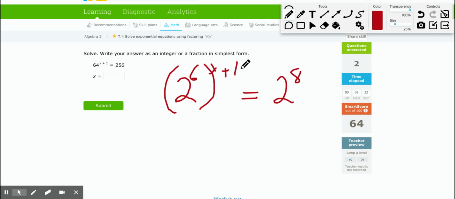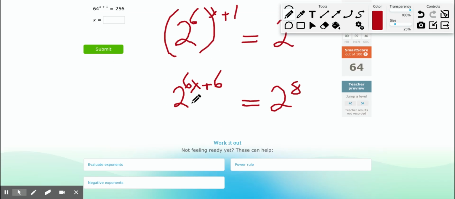And since I have multiple terms out here, that's going to be distribution. So what I'm going to end up with is 2 to the power of 6 times x is 6x, and then 6 times 1, that plus 1 out there, is going to be a 6, equals, the right side doesn't change at all in this one. Now that they're simplified, now that they have the same base, I can set the exponents equal. Let's do that off to the side so I have more room.